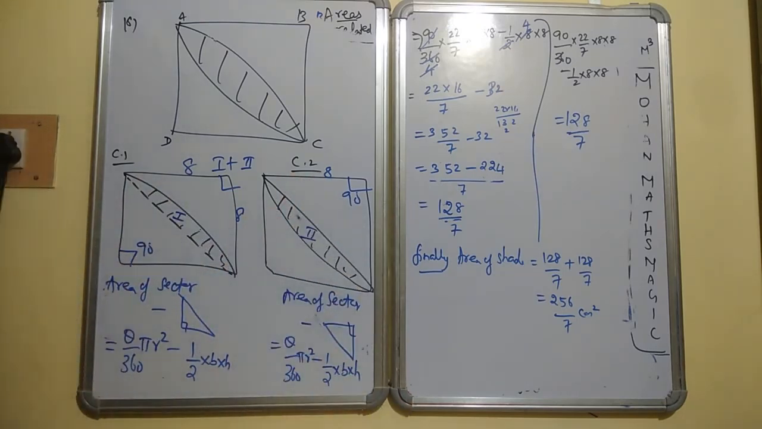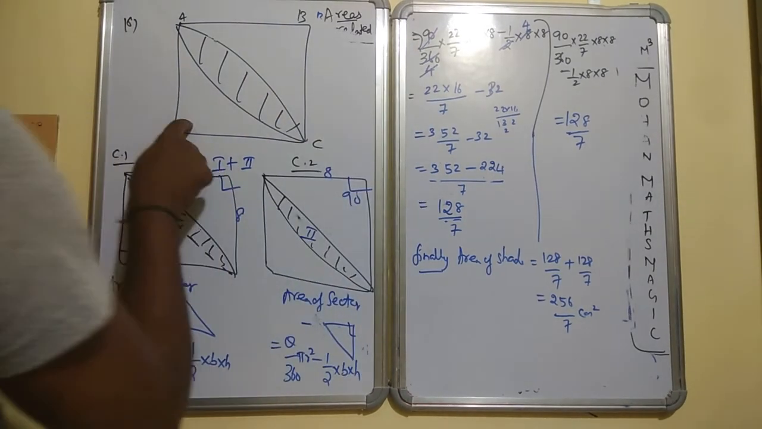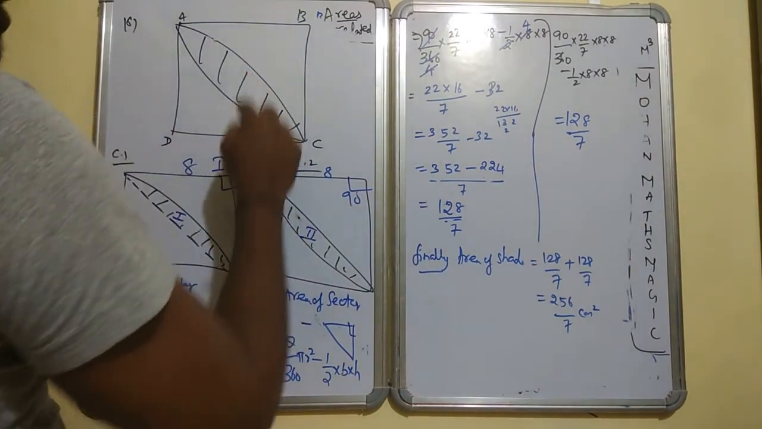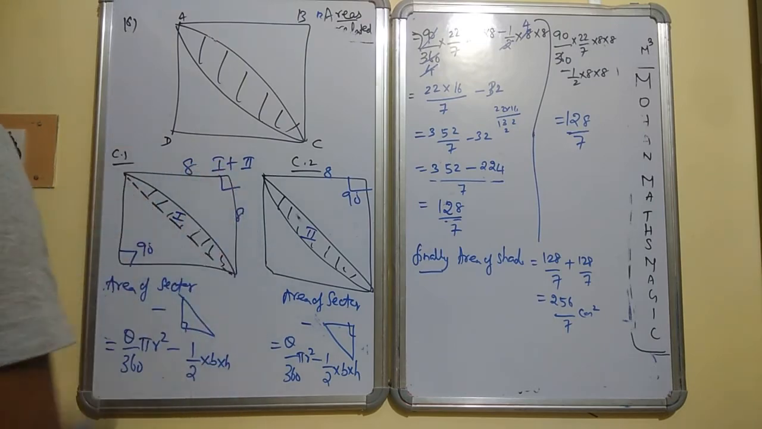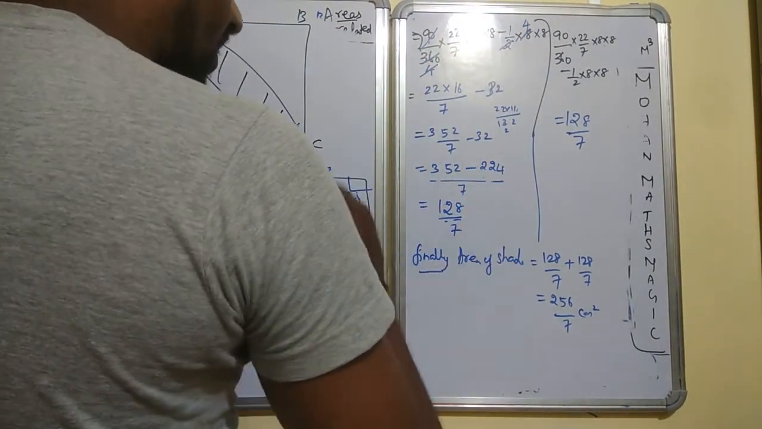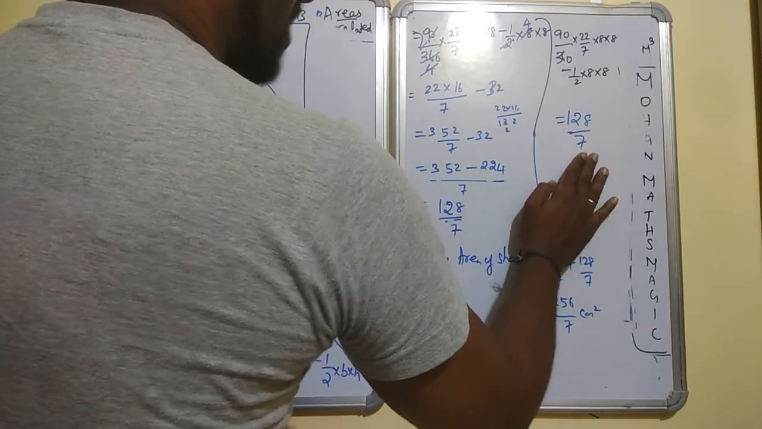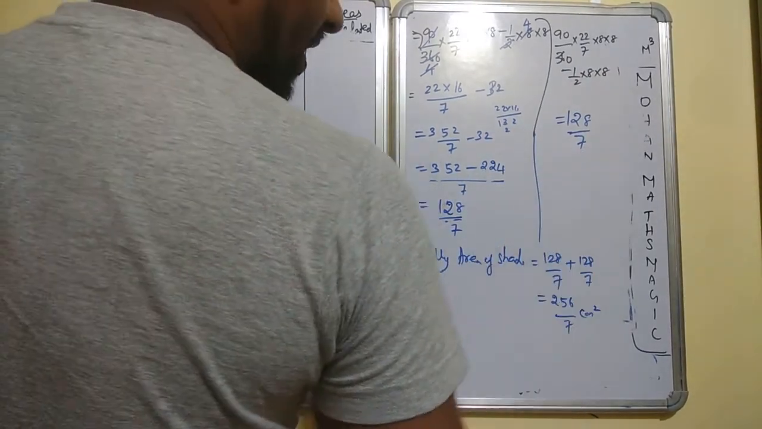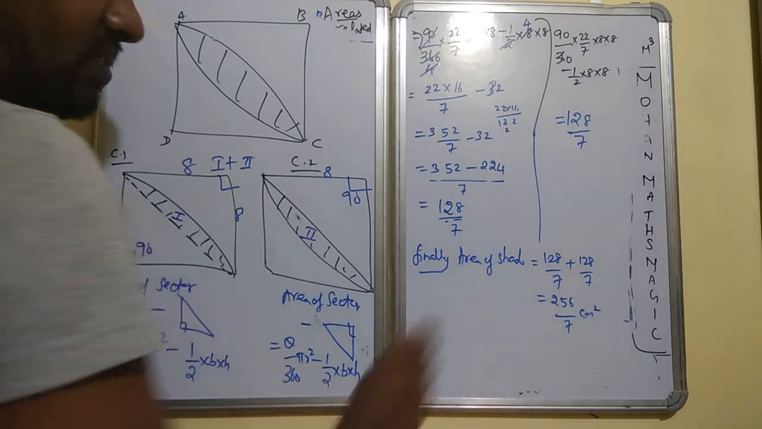Sector minus right angle triangle. Sector formula, right angle triangle formula. So theta value is quadrant, 90 degree. Radius value they have given me, 8. Already they have given me 8. So in mere substitution I got one portion is 128 upon 7. The other portion also 128 by 7. 128 by 7, 128 by 7. 256 by 7 centimeter square.